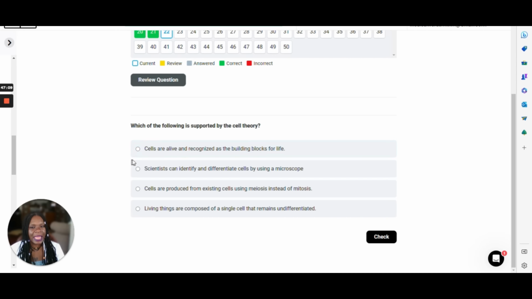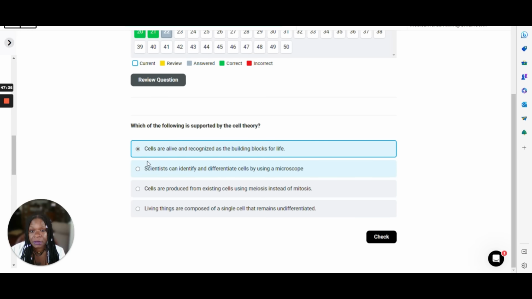So if you were stuck between scientists can identify and differentiate cells by using a microscope and this one, that may be true. However, that's not true for this question. That's not what this question is asking. It's asking us to say what is supported by the cell theory, right? And that's just going to be the basic bare bones answer. Cells are alive and they're recognized as the building blocks for life. That's what the cell theory set out to put forth.